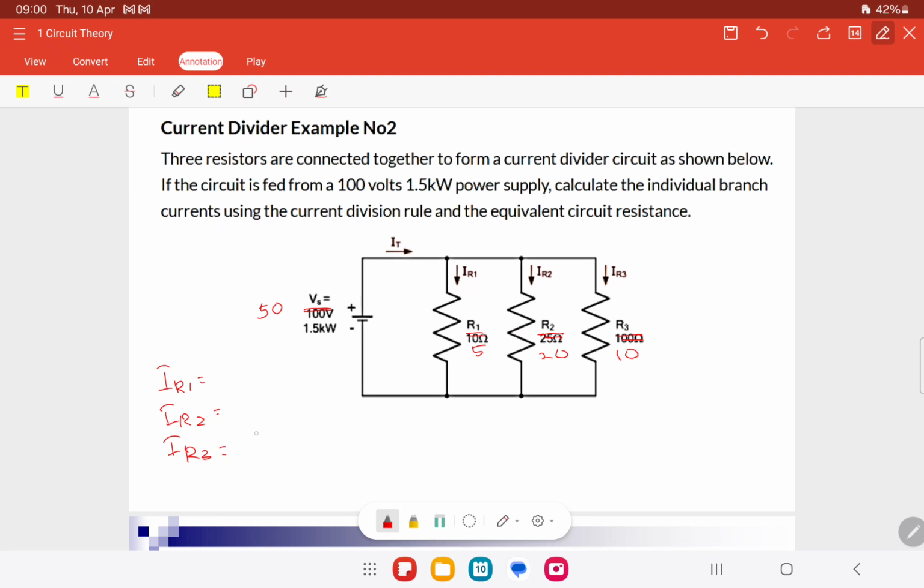But before that, what are the values we need to get first? R1, R2, R3 are already there. Sorry, we supply 50. What is the first thing? I total, and also R total. Okay, get me the value of I total and R total first.